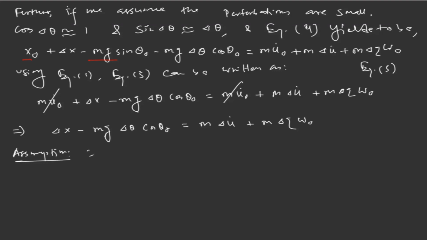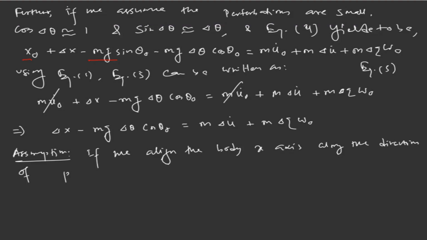If we align the body x axis along the direction of the airplane's velocity vector, in that case we can write W naught will be zero. So this is basically the stability axis we can write.